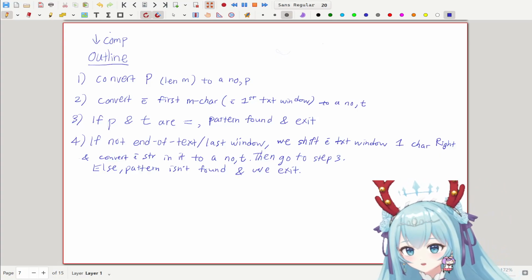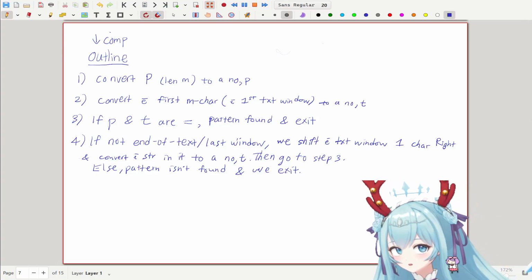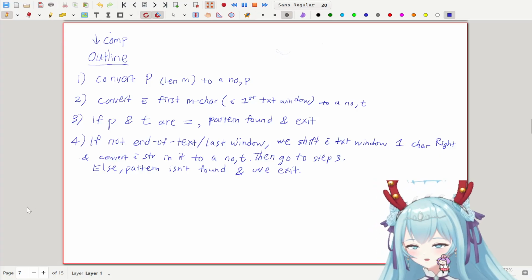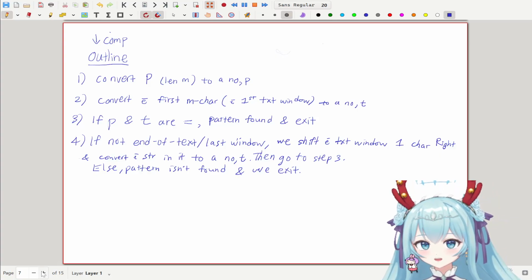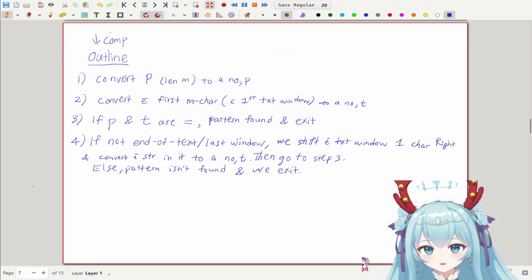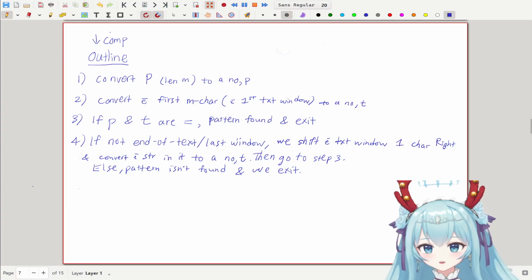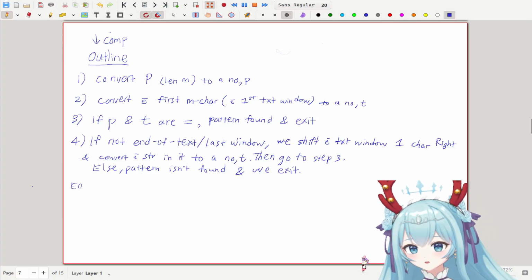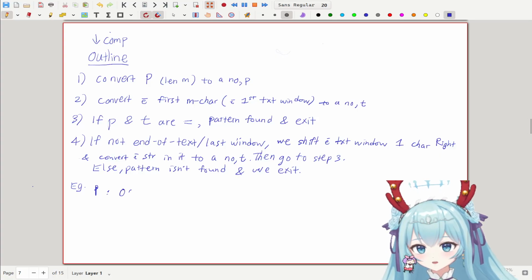Okay, so let's have a simple example. Let's do some space here. Let's say a simple example with p equals 0, 0, 1, 0, 1.